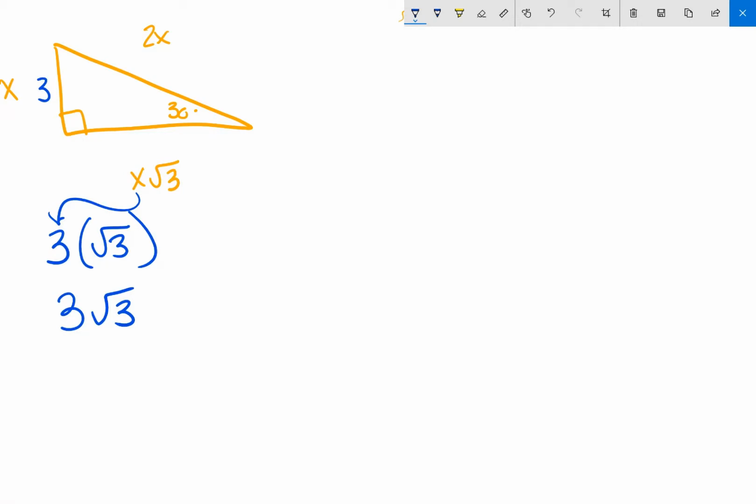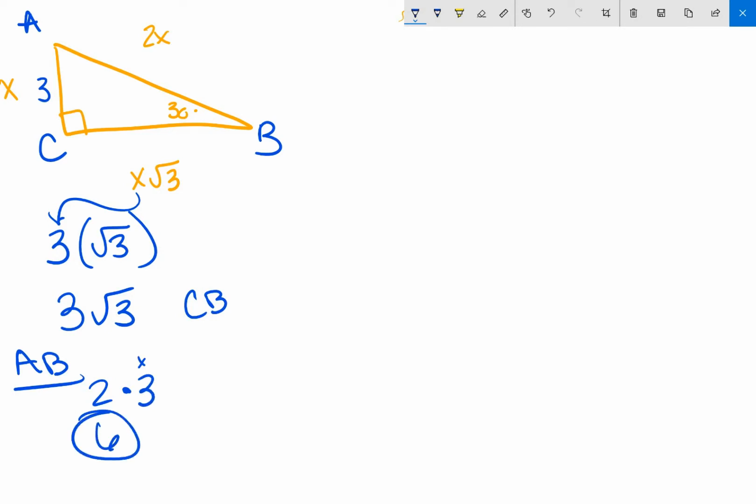And then to get to your hypotenuse, let me just designate letters: A, B, C. So this 3 square root of 3 would give me CB. And then to find AB, it is 2 times x, which x is 3, so 2 times 3 is 6.